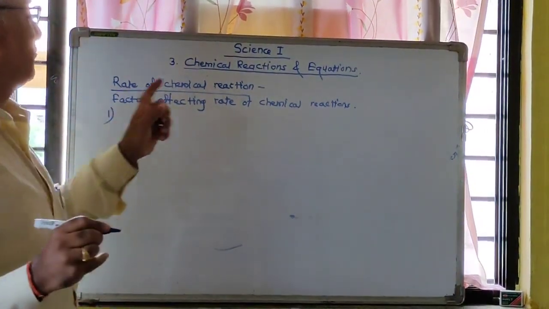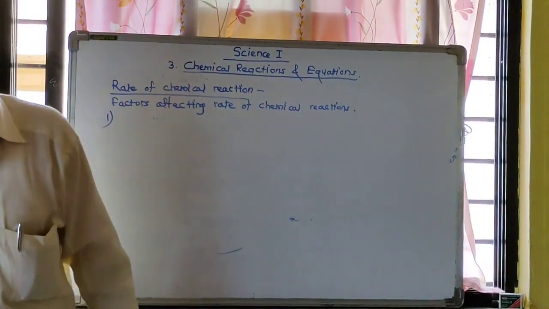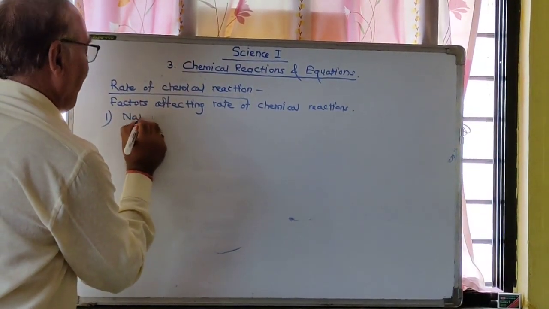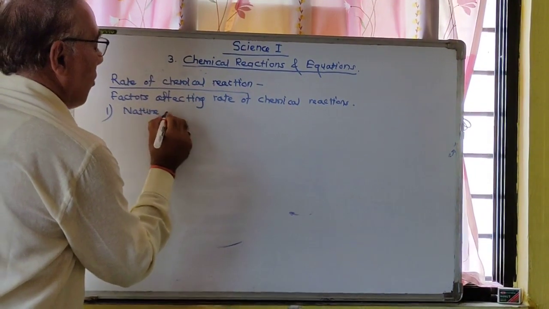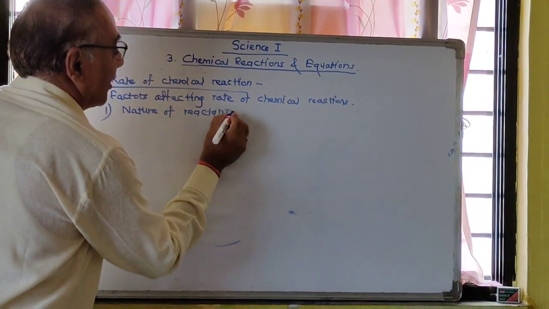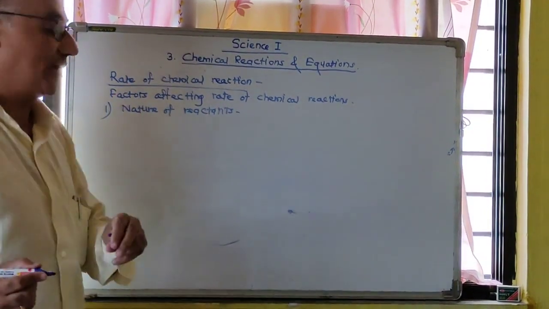Now let us see which factors affect the rate of chemical reaction. The first one is the nature of reactant. Now let us try to understand in Marathi what is meant by nature of reactant.